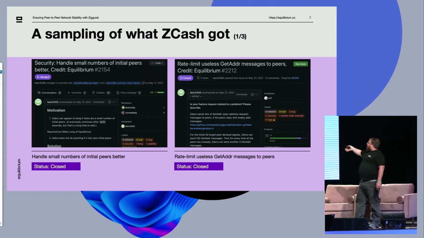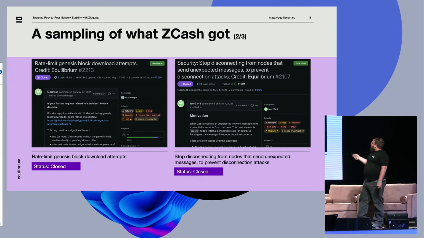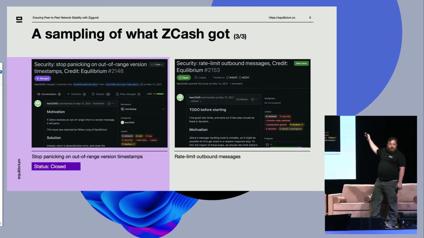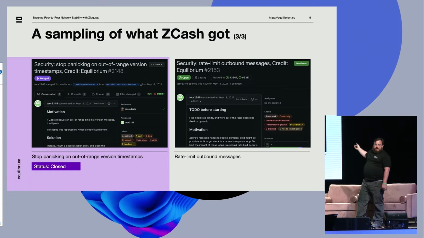They did not handle a small number of initial peers very well. There were a lot of messages to peers that were not rate limited. Download attempts were not rate limited. Disconnections were unreliable, very shaky. Out of range version timestamps were causing a lot of panics, and outbound messages were not rate limited. As you can see, most of these were fixed.